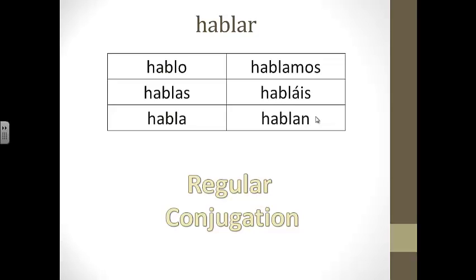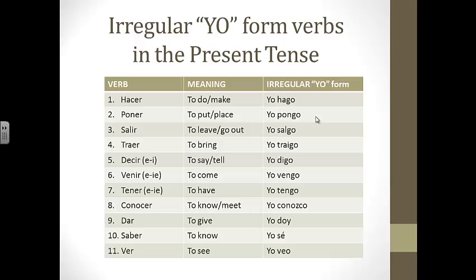Okay, now that we've reviewed regular conjugation in the present tense, let's talk about those 11 verbs that have an irregular yo form. In section 2 of your note guide, you have this exact same chart. The only difference is you will need to fill out the irregular yo form column as we go over them.